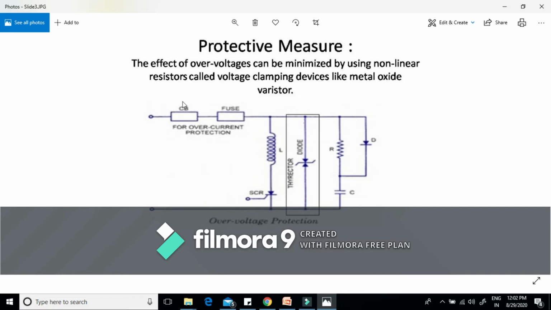This inductor, or this combination of circuit breaker and fuse, and this snubber circuit, are used for different protections. Since I am studying overvoltage protection here, the only part that we are using for it is this voltage clamping device, which is connected in parallel with that switch.